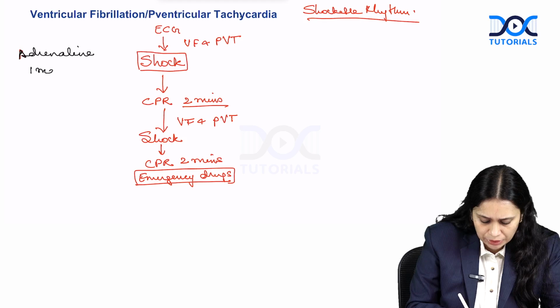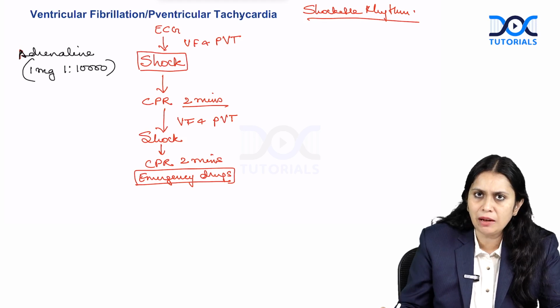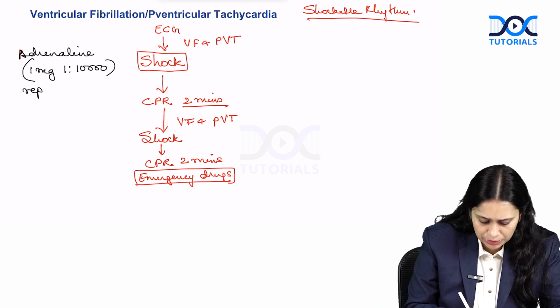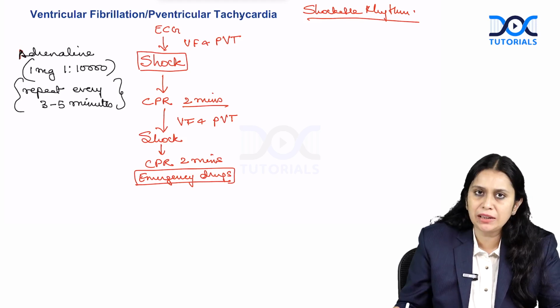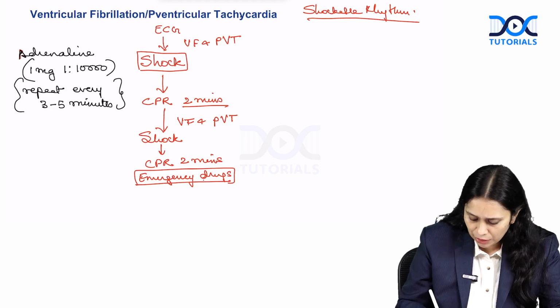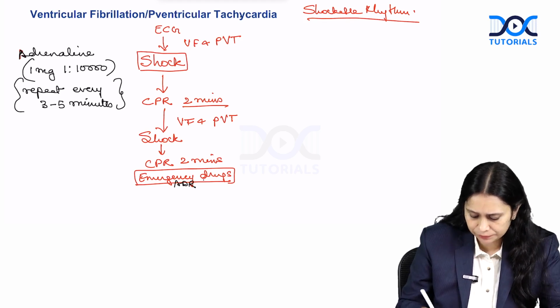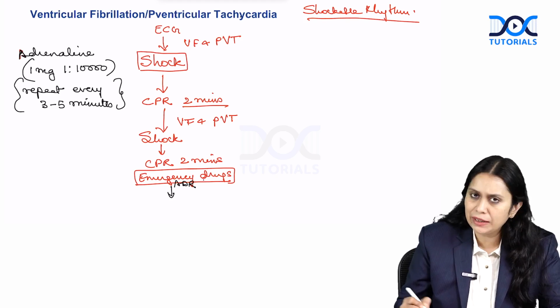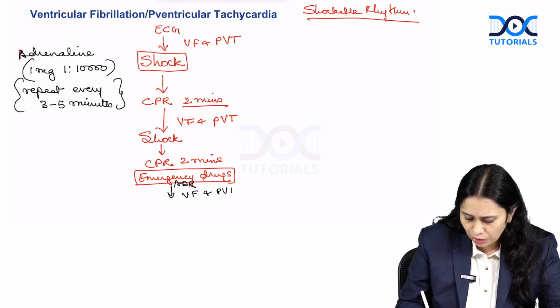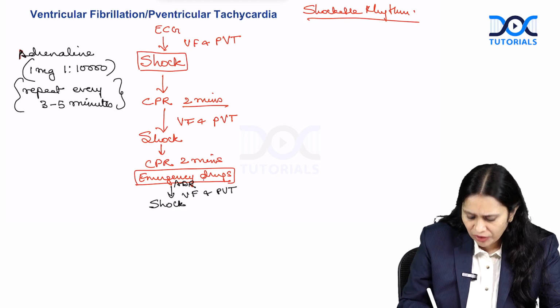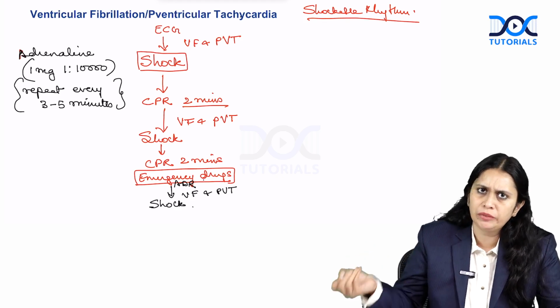We give 1 milligram, 1 in 10,000, right? Adrenaline, 1 milligram, 1 in 10,000. And we repeat every 3 to 5 minutes, okay? So I give the emergency drug, I start with adrenaline. After 2 minutes, again I check the rhythm and the rhythm is still VF and VT. So again I will give a shock. Every 2 minutes, if the rhythm is a shockable rhythm, we will give the shock.